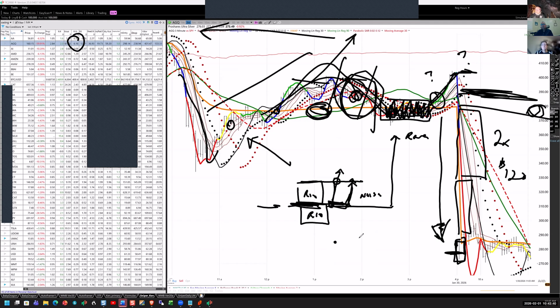The second one is I can wait for the opening, wherever it was, and then wait for the first bar to close, whatever. And now I have an OR3. That's my first 3-minute candle. And then I can say any price that breaks out higher than the OR3, I'm going to get long, or I'm going to get short.